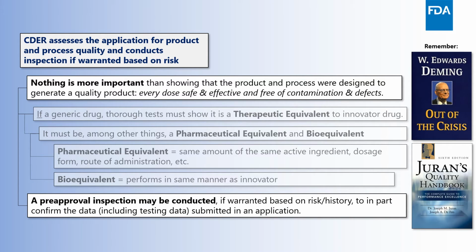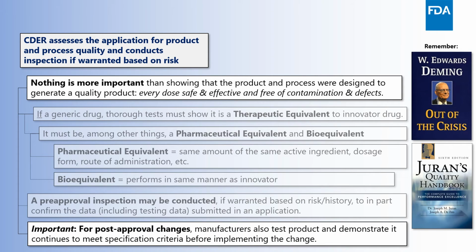At this point, a pre-approval inspection may be conducted if warranted based on risk and/or history to in part confirm the data, including testing data, submitted in an application. Important to note that for changes made after approval, manufacturers also must test the product and demonstrate it continues to meet specification criteria before implementing the change.